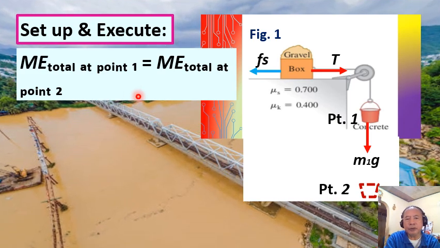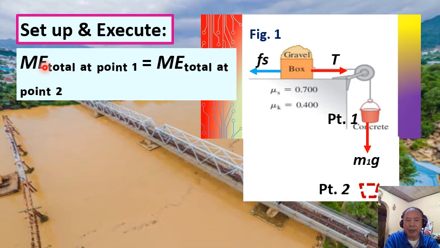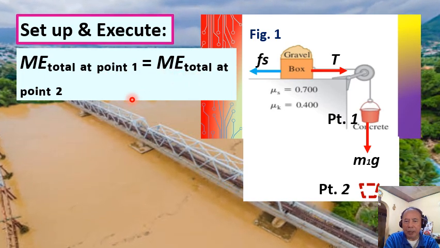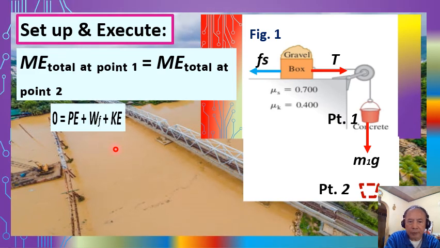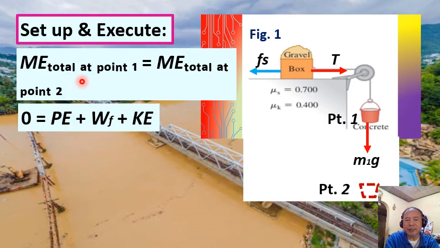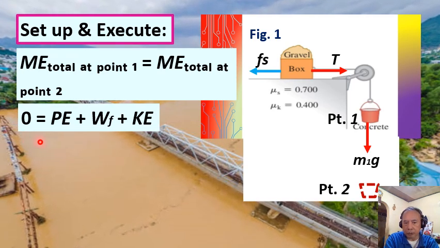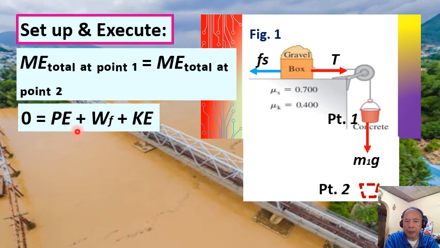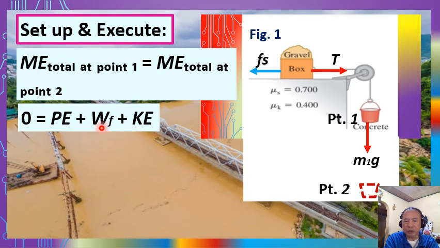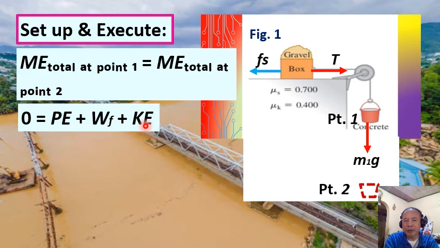So, applying the law of conservation of mechanical energy, which states that the total mechanical energy of the system at point 1 must be equal to the total mechanical energy of the system at point 2. The total mechanical energy of the system at point 1 was earlier computed equal to 0. And that is equal to the sum of the gravitational potential energy of the system, the work done by friction, W sub F, and the kinetic energy of the system at point 2.